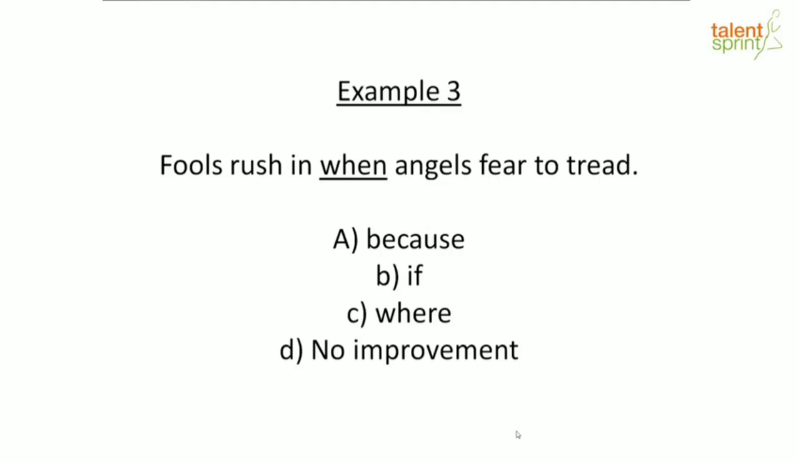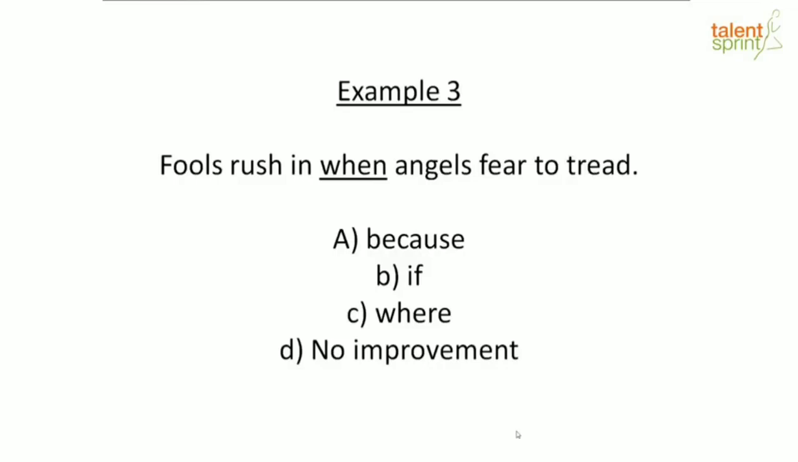Tread, vocabulary. If it's a word that you're not familiar with, the meaning of tread is to walk on, or to walk along a path, an area. So it's talking about a place. Now, when as a conjunction, we are familiar that it refers to time. But let's look at our options. Option A, because. Option B, if. Option C, where.